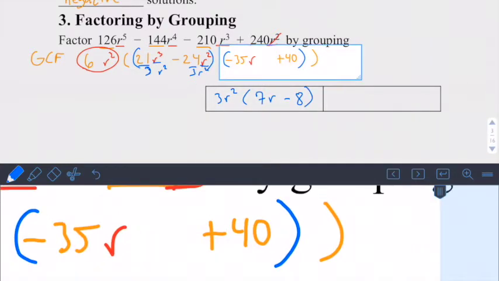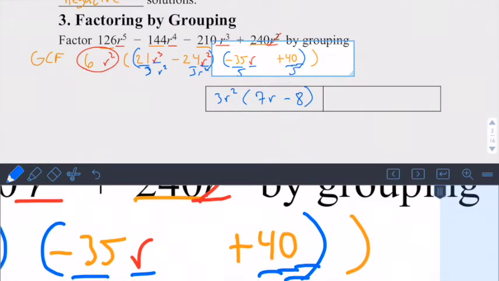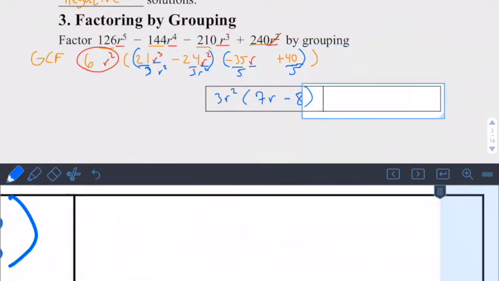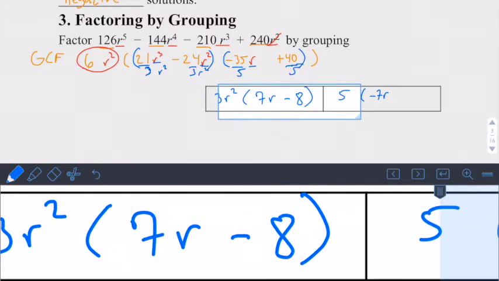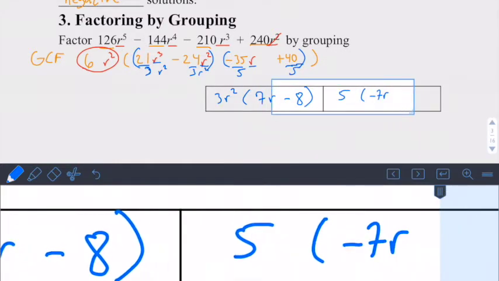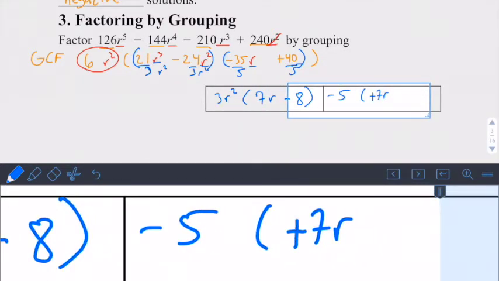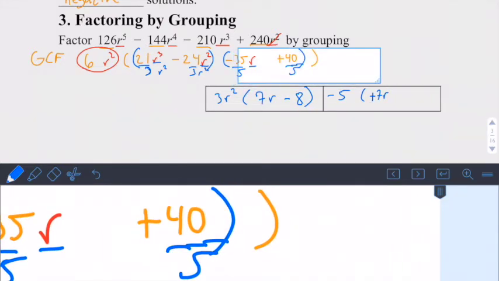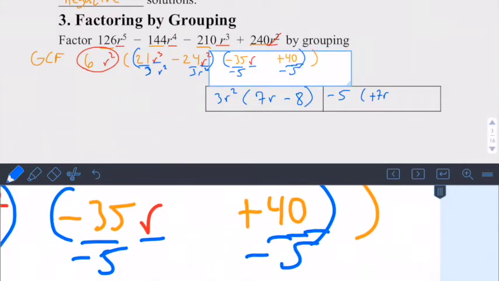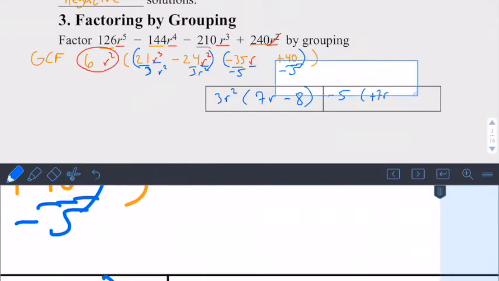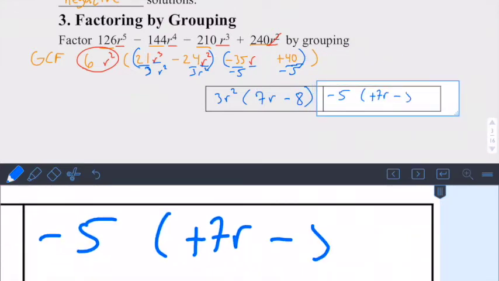And then with this one, I can't divide any r's out because only that first term is an r. But I can divide both of these by 5. So negative 35 divided by 5 will give me negative 7r. Well, I want positive 7r, so instead of 5, I'm going to divide out negative 5. Now I get positive 7r. 40 divided by negative 5 is negative 8.